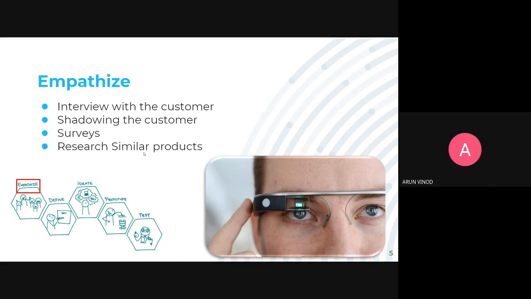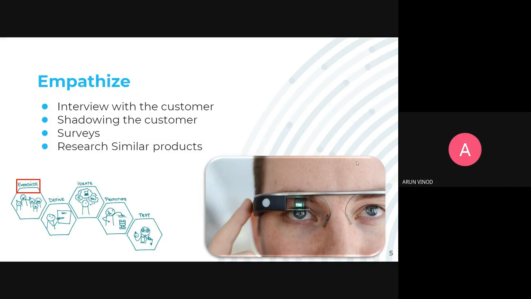Fine. I have given an image here. What is this image? This is Google Glass. It was introduced in 2013. If you are not doing the empathize part clearly, or not properly empathizing, this kind of problem will evolve. What is the problem Google Glass actually faced? The product is excellent. It was an excellent product.